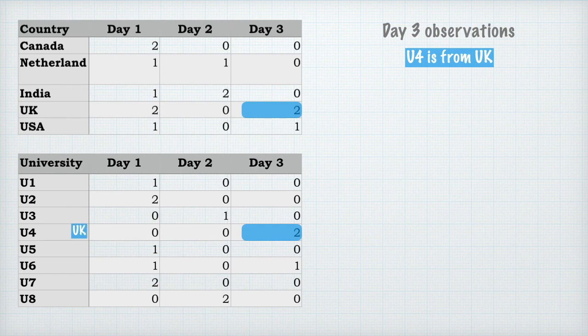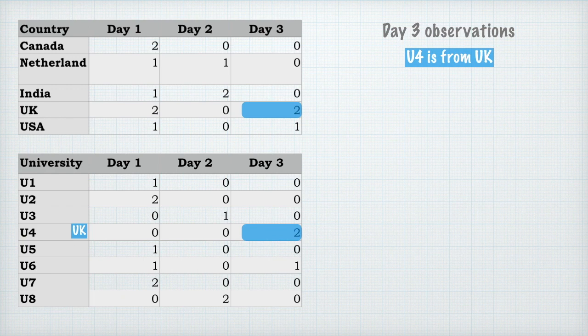So, can I definitely conclude, and do stop and answer this question for yourself? Can I definitely say that University 4 is from UK? Yes. Why? Because University 6 is the only other university with a single hit. If University 6 is from UK, where is that other hit coming from? And then University 4 cannot be from USA because University 4 is generating 2 hits and USA has only a single hit on the last day.